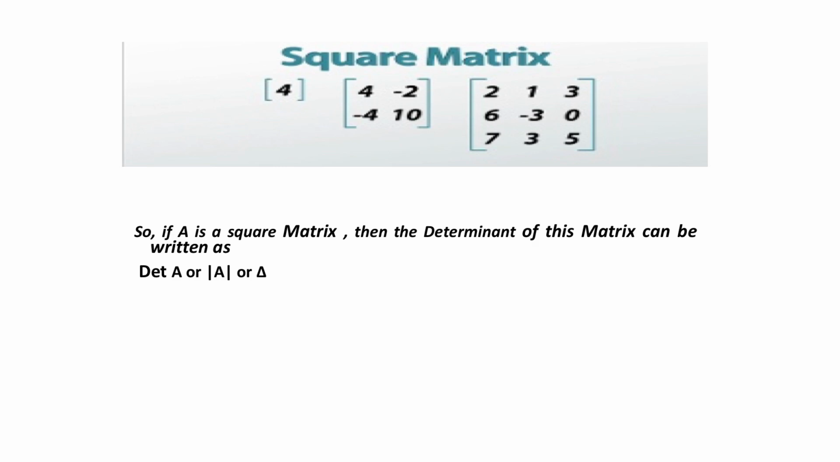Now if A is a square matrix, then the determinant of that matrix is written as DET, the short form of determinant, A, or you can write A in between two vertical lines, or you can put the delta sign. The delta sign is a small triangle-shaped sign, it is the symbol for determinant, right.